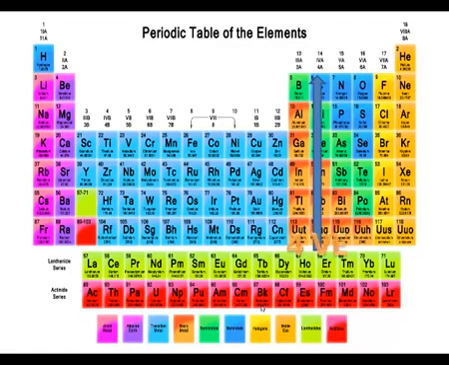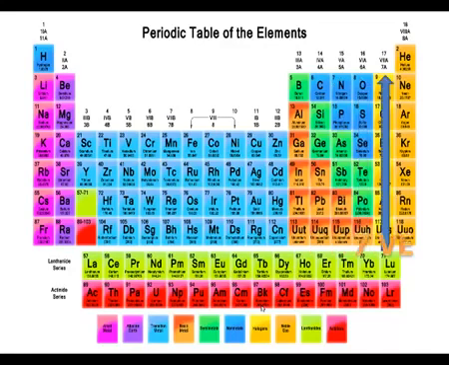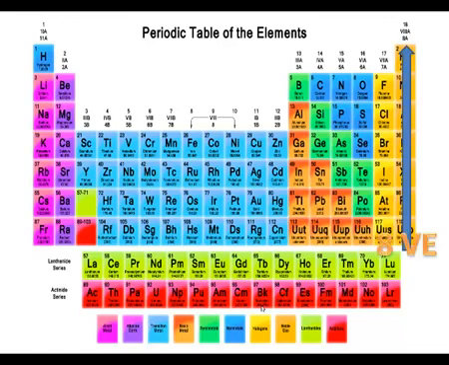Column number 14 has 4 valence electrons. Column number 15 has 5 valence electrons. 16 has 6. 17, 7. And 18 has 8 valence electrons. Therefore, group number 18, the noble gases, those elements in the periodic table are all completely full in their outermost valence shells. Therefore, they do not like to bind with other materials.